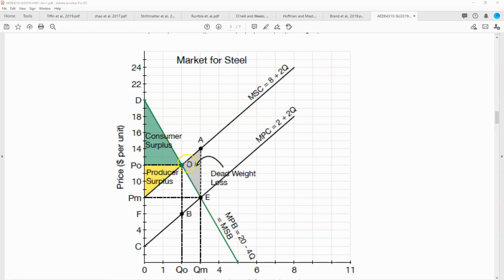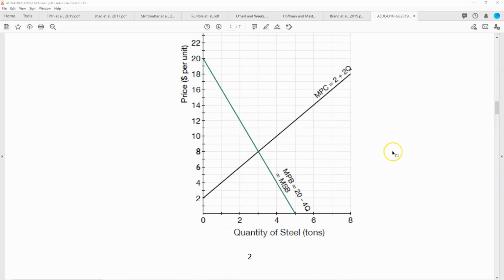So at the socially optimal level, the area below the demand curve but above the market price should be this green area, and the area above the marginal social cost curve but below the market price should be this green area. So that is for question C.